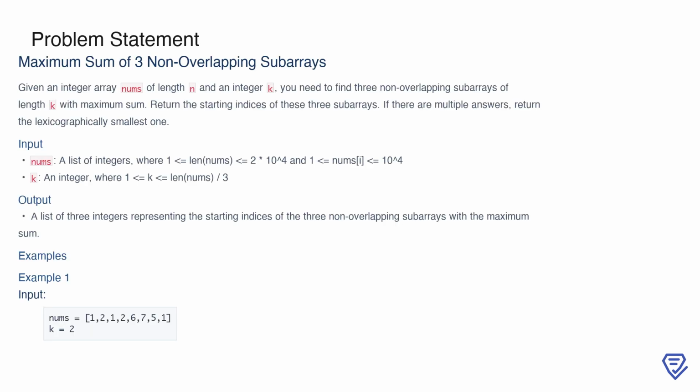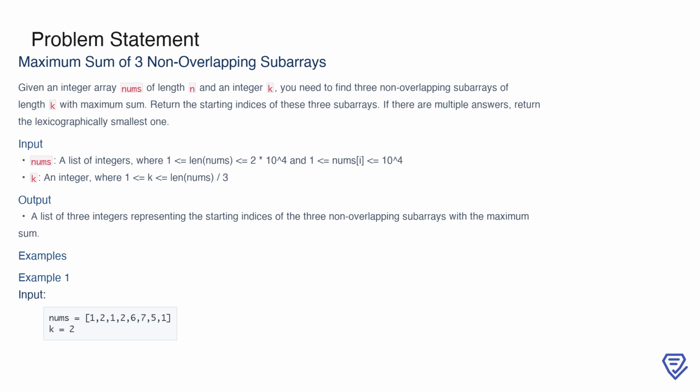In this problem, you are given an array of integers called nums, along with an integer k. Your task is to find three non-overlapping subarrays of length k that have the maximum possible sum. The solution should return the starting indices of these three subarrays. If there are multiple solutions with the same maximum sum, the answer should be the lexicographically smallest one, which means the combination of indices should be sorted in ascending order.